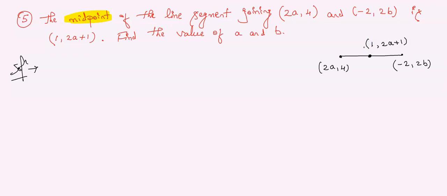Find the values of a and b. Just we have to use the midpoint formula and substitute the values. Correct? Got it? This is x1, y1, x2, y2. This is x and this is y. Correct now? Yes. Understood? Good.